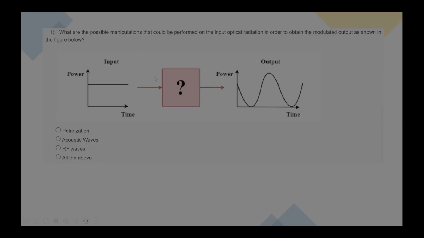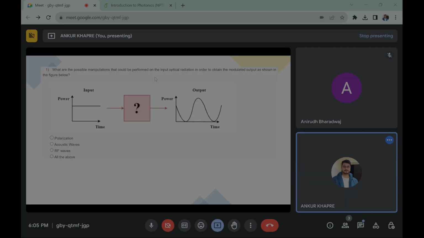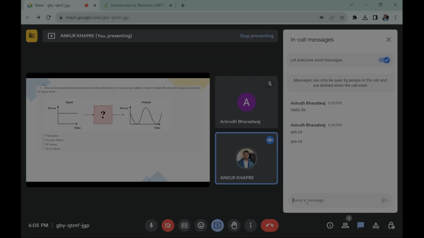So this is question number 1 for assignment 10. Do you have any specific doubt? You can tell me now itself. Have you felt any doubt in solving the assignment? Because the due date was 4th of October. Did you submit this, Anirudh? Yeah. Okay, nice.